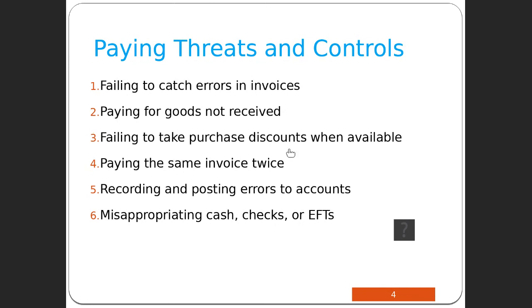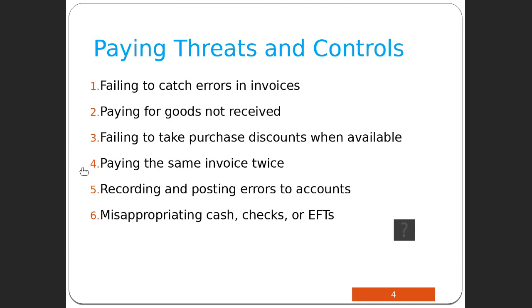Number three, failing to take purchase discounts when available. So some suppliers will offer purchase discounts. For example, 2/10, n/30: you get a 2% discount if you pay within 10 days, and you have to pay the net amount if you pay within 30 days. So a 2% discount could be a lot if you're buying millions of riyals worth of inventory, and taking the discount would lower your cost and increase your profit. So you want to take advantage of the discounts if you have the cash to do so.